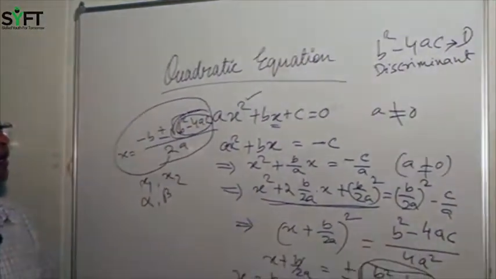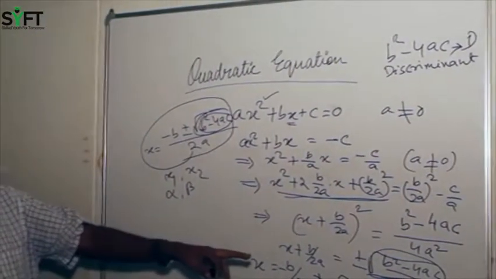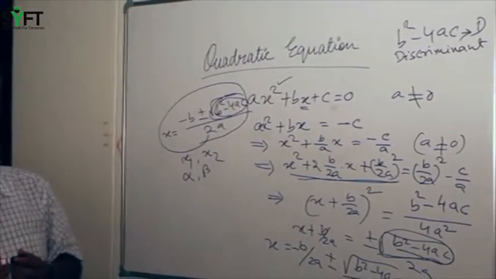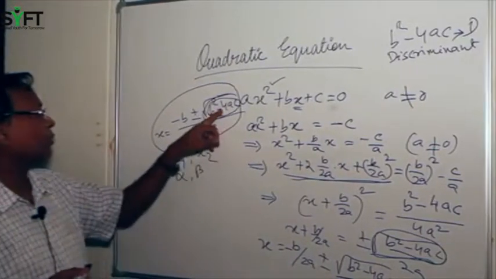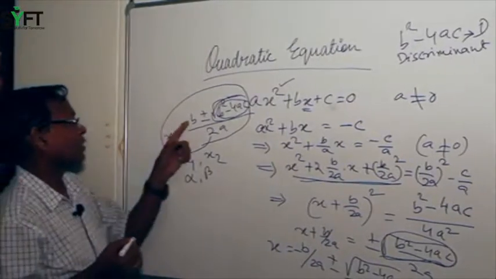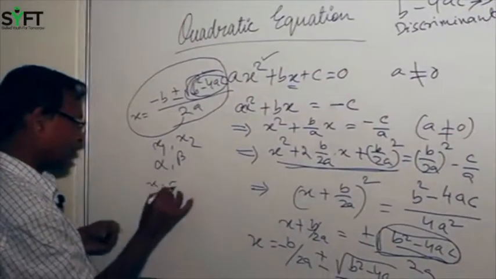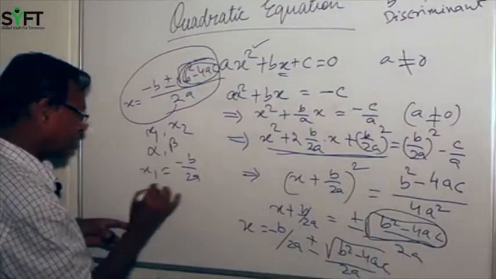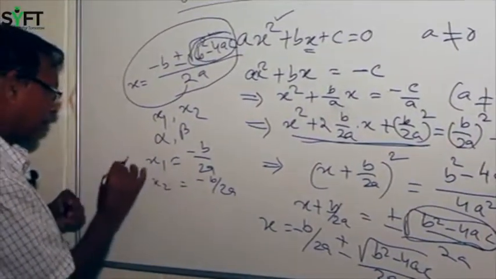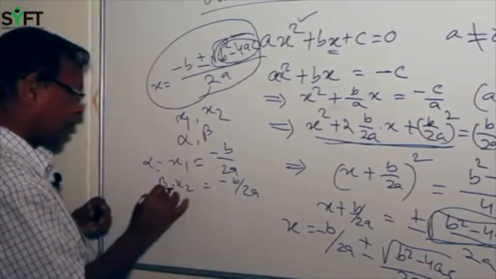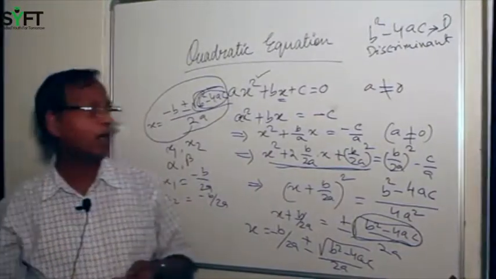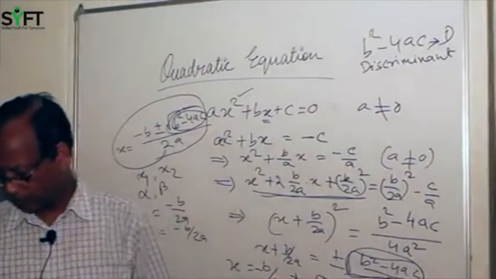The entire roots depend upon D, very important. When D is equal to 0, if b square minus 4ac is equal to 0, discriminant is 0, the result comes minus b by 2a. x1 is equal to minus b by 2a and x2 is also equal to minus b by 2a, or say alpha or say beta. So minus b by 2a it comes, both the roots are equal when discriminant is equal to 0.